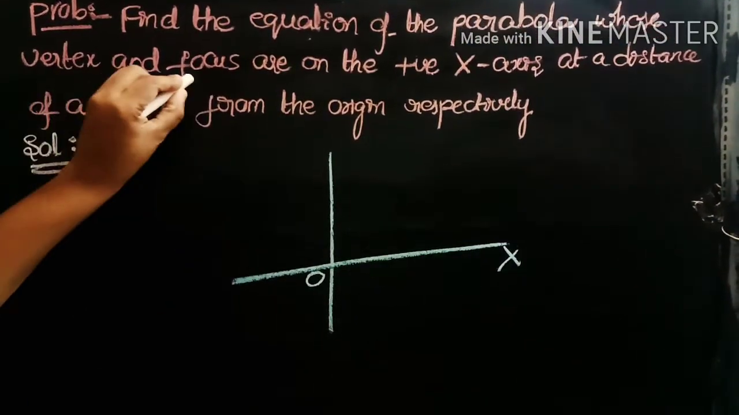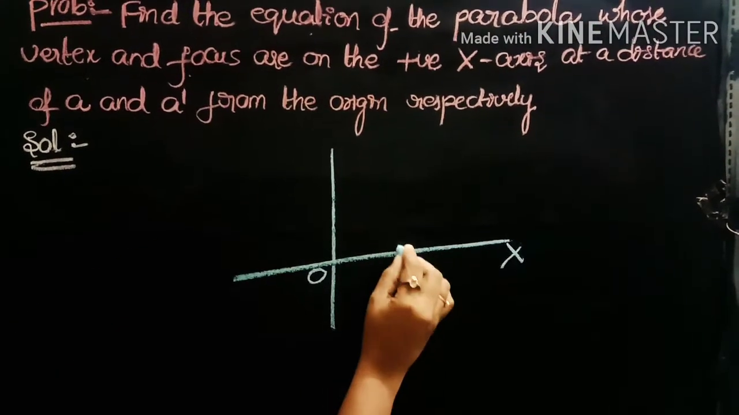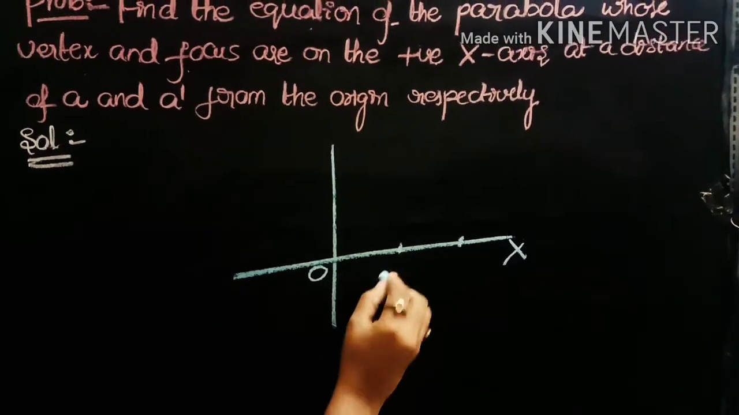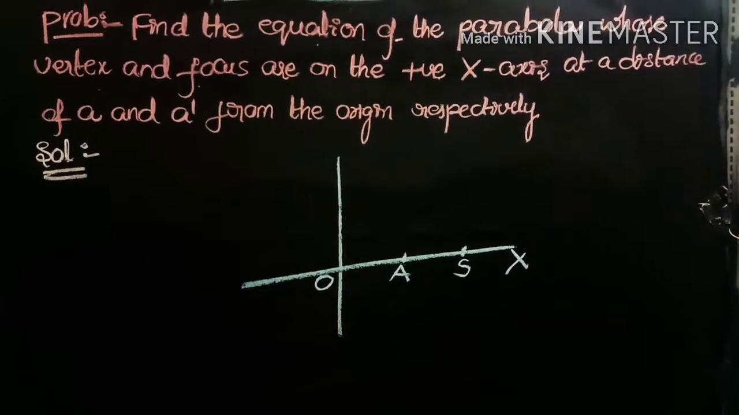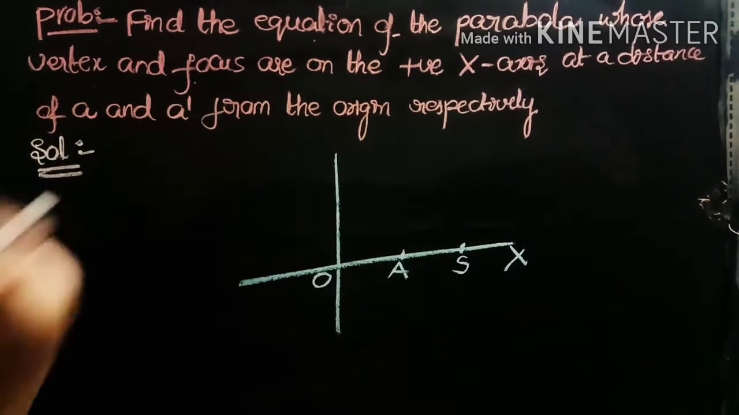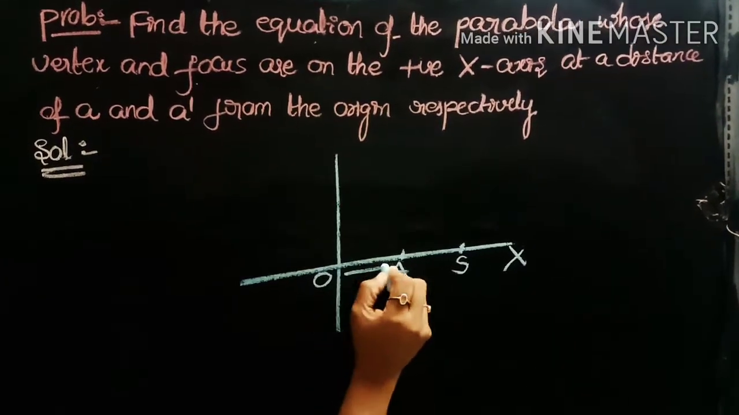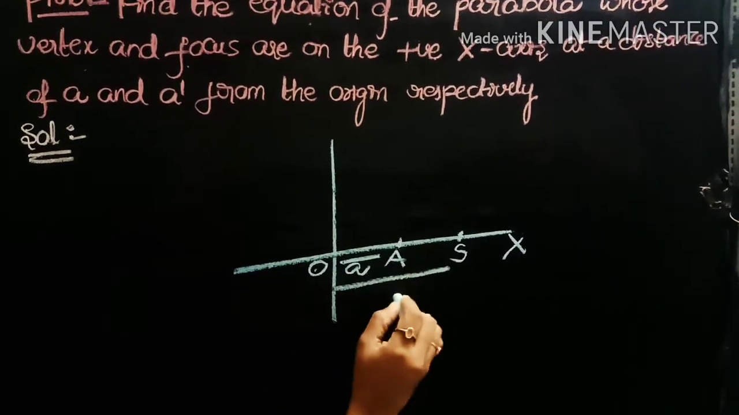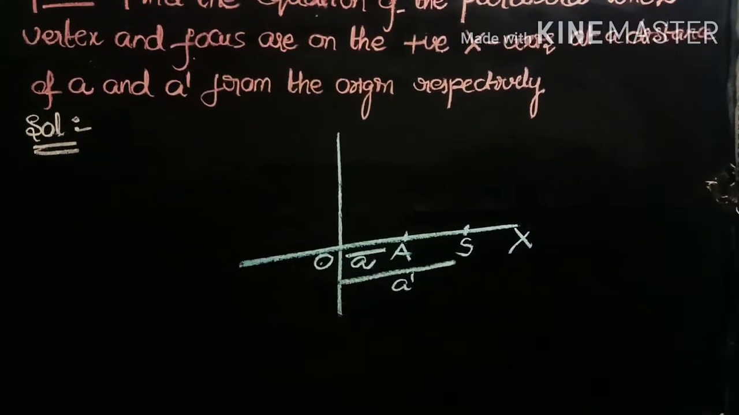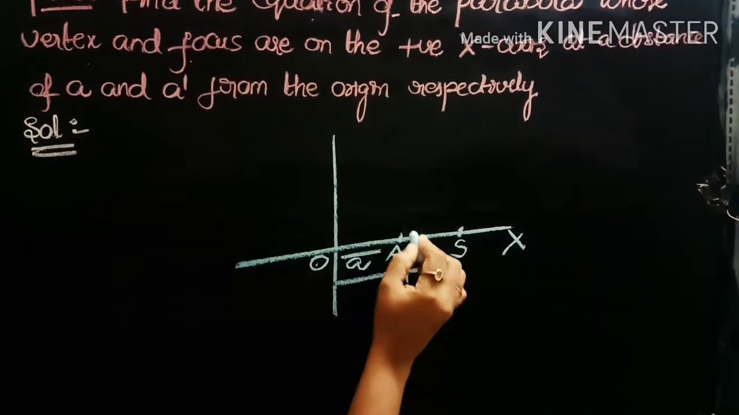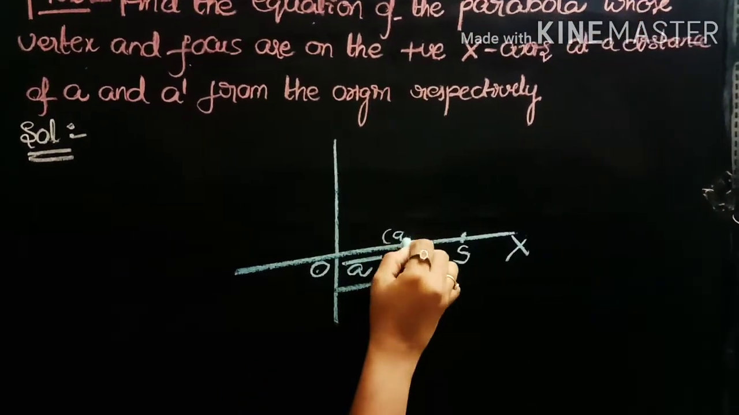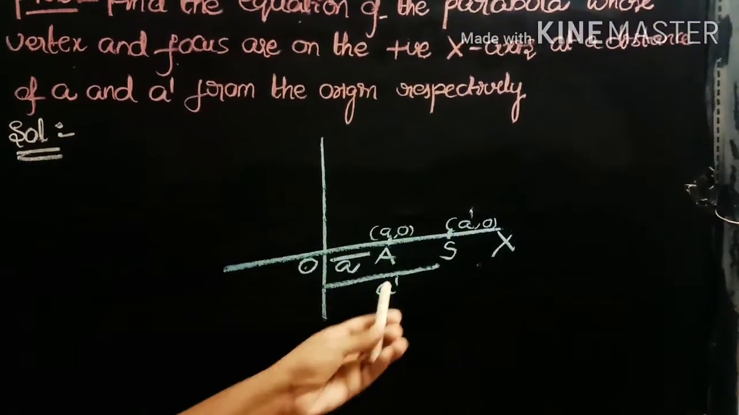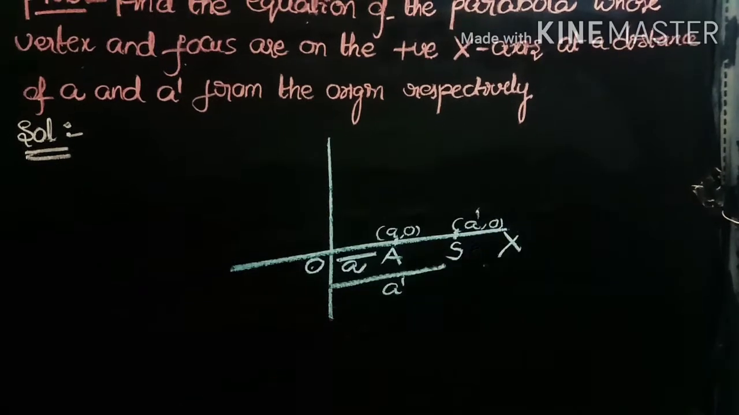Given that the focus and vertex are on the positive x-axis, so focus and vertex both are lying on the positive x-axis. This is the vertex and this is the focus, which are at a distance of a and a dash from the origin respectively. That is, the vertex is at a distance of a units from the origin and the focus is at a distance of a dash units from the origin. Then we take the coordinates of vertex A as (a, 0) and the coordinates of focus S as (a dash, 0).